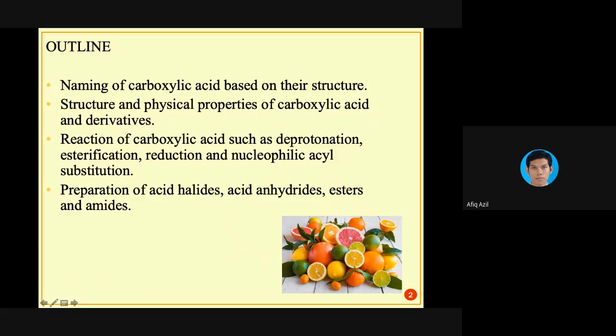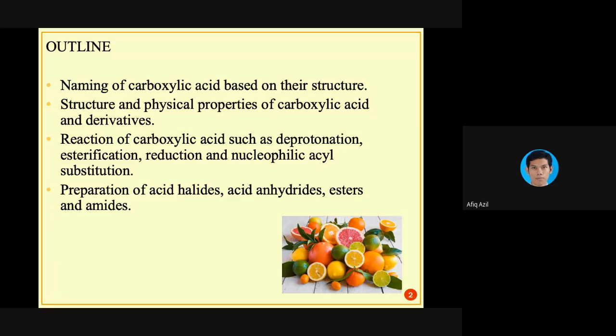What we will cover in this topic is the nomenclature of carboxylic acid based on their structure. We will see the physical properties of carboxylic acid and their derivative. Derivative is basically the organic compound that we can turn this carboxylic acid into. Then the reactions of carboxylic acid, such as deprotonation, esterification, reduction, and nucleophilic acyl substitution. And lastly, the preparation of acid halide, acid anhydride, ester, and amide.